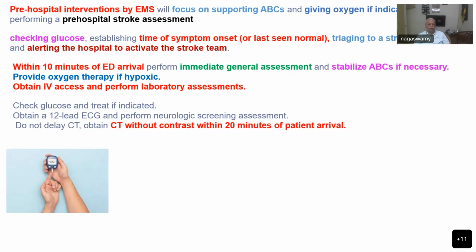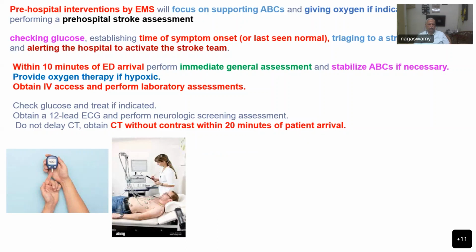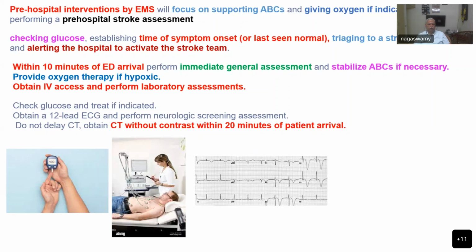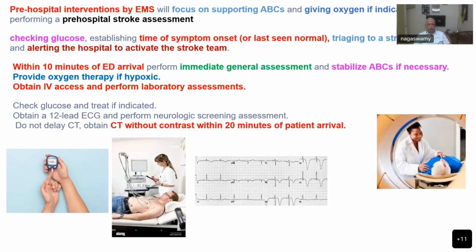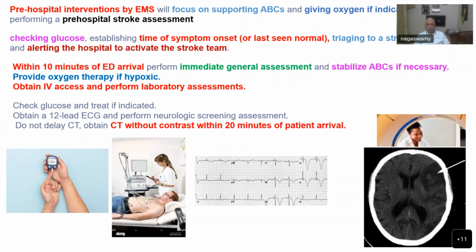So 3 things: check glucose, take ECG, and then do a CT. These are the 3 things that have to be done as quickly as possible: glucose estimation, ECG, CT scan. And many times, CT scan may give you a clue about the location and what is the actual pathology.